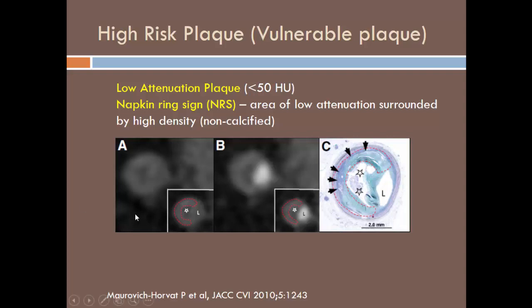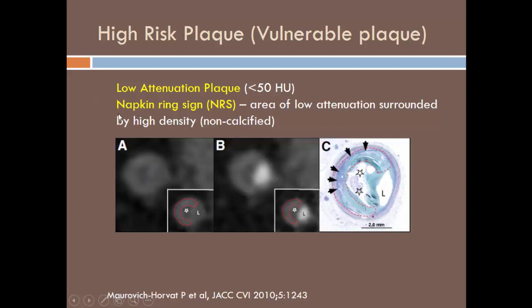In this example, the first feature is low attenuation plaque. Low attenuation is described differently by different studies, but I think most people agree that if the plaque is less than 50 Hounsfield units, then you can classify it as a low attenuation plaque. That's how it looks. In this example, this is a low attenuation or low density plaque here. If the density you measure is less than 50, then you call it that.